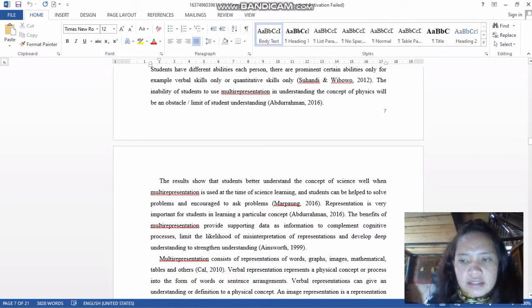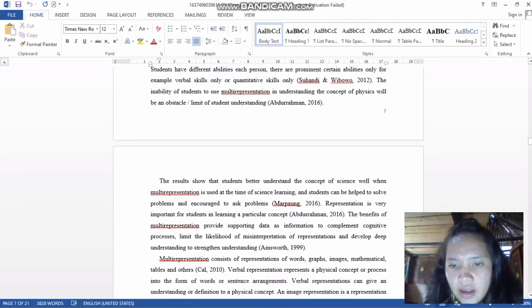The results show that students better understand the concept of physics well when multi-representation is used at the time of learning, and students can be helped to solve problems and encouraged to ask problems. Marpaung 2016. Representation is very important for students in learning a particular concept.